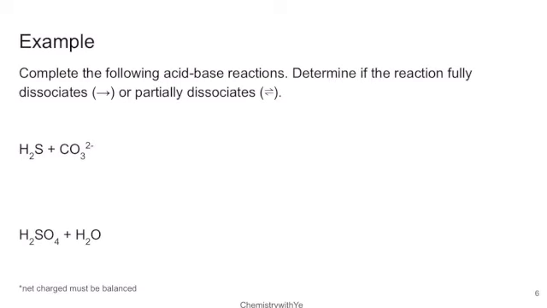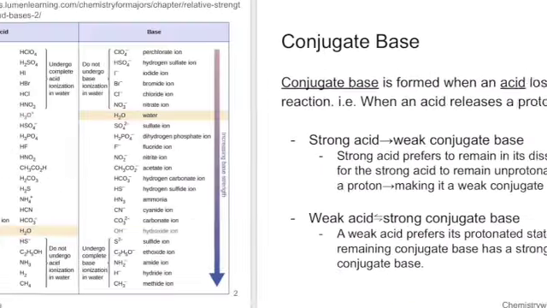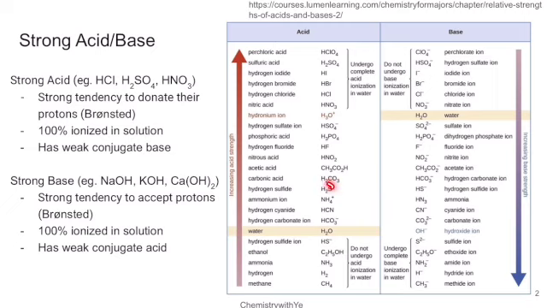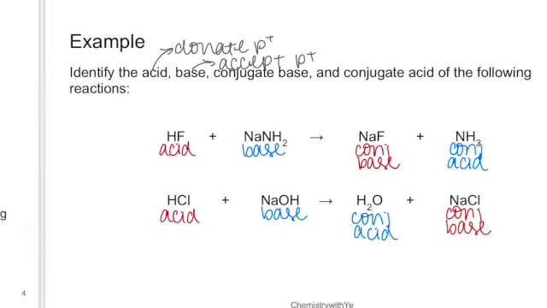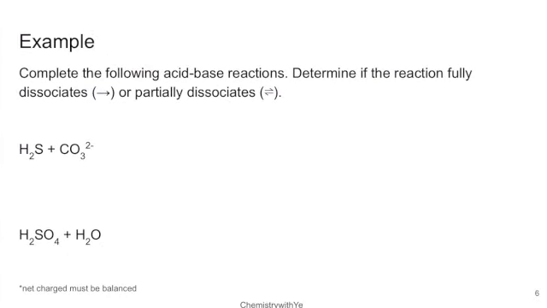So for the following examples, we'll complete the following acid-base reactions and determine if the reaction fully dissociates or partially dissociates. So whether or not the reaction is reversible or non-reversible depends on the strength of the acid. So first we'll look at the strength of H2S in the chart, and it is an acid, but it does not undergo complete acid ionization. So that means that the reaction is reversible, and it'll donate its proton, and the base will accept it.